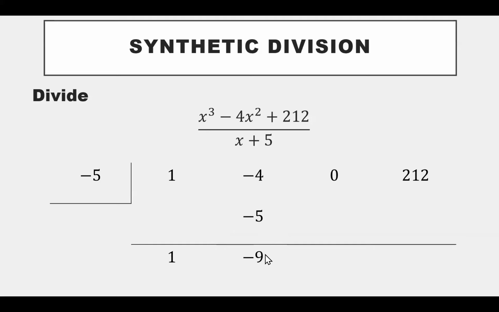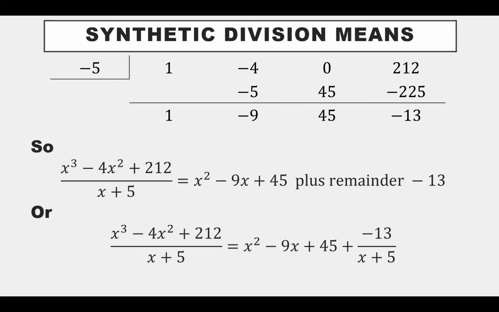And then I do that process over and over. Negative 5 times negative 9 becomes 45. 0 plus 45 is 45. Then I multiply negative 5 times 45. I get negative 225. Add that to 212, and that gives me a negative 13. So I always add these numbers, multiply by the r, and then that moves up and to the right.